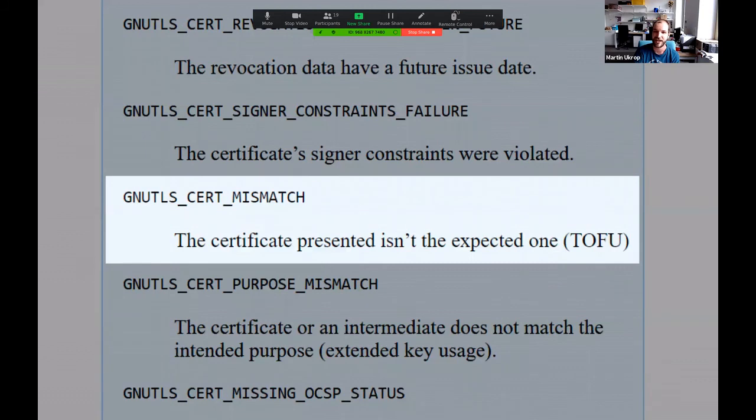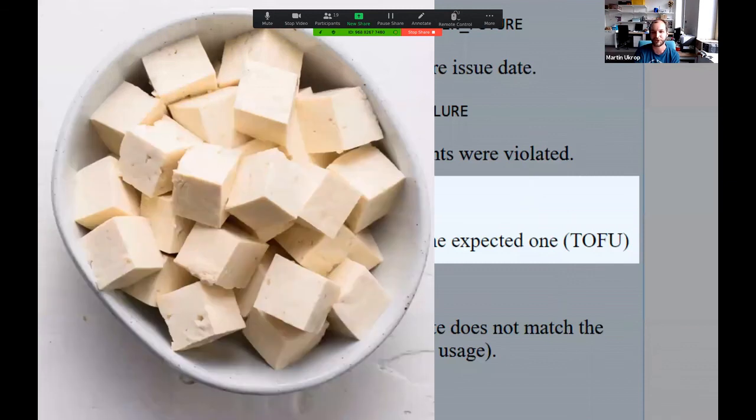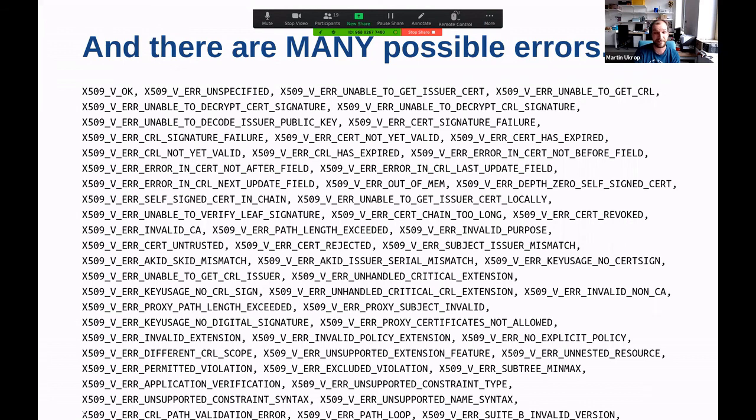For example, in GnuTLS, in a very similar function, you can get an error saying the certificate presented just isn't the expected one that the software expected. And then saying something about TOFU, though it's probably not this kind of tofu, but you will be wondering the same as the developer. And believe me, I've asked, they have no idea either. And the thing is that there are really many of these errors.